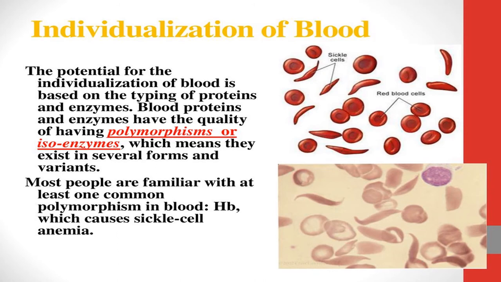Individualization of the blood. The potential for the individualization of the blood is based on the typing of the protein and enzyme. Blood proteins and enzymes have the quality of polymorphism or isoenzymes, which means they exist in several forms and variants. Most people are familiar with at least one common polymorphism in blood, that is hemoglobin, which causes sickle cell anemia.